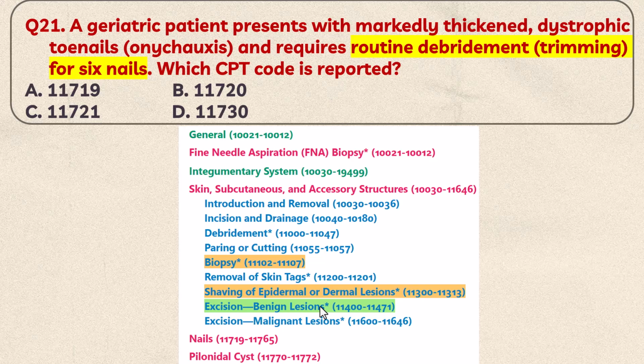So here you have to highlight this is a routine debridement, that is trimming procedure. So you can find the answer in many ways. For the exam, you can use the elimination method. You can directly check the table of codes. But for the real working scenario, you have to know how to find the code.